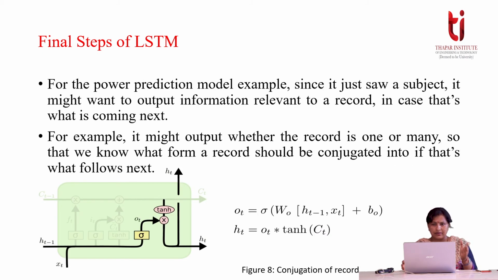For the power prediction model example, since it just saw a subject or a record, it might want to output information relevant to a record in case that's what is coming next. For example, it might output whether the record is singular or plural, so that we know what form a record should be conjugated into if that's what follows next.